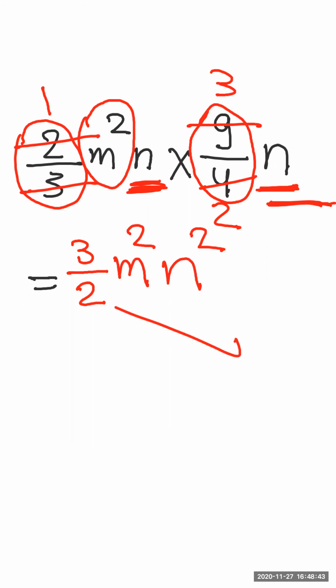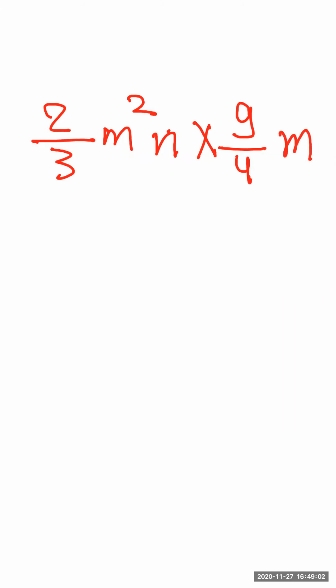I don't understand. Again, no problem. Again, I will write it: 2 over 3 m squared n times 9 over 4 n. How to multiply this one, guys? As I told you, first we will multiply the coefficients, then we will multiply the algebraic terms.